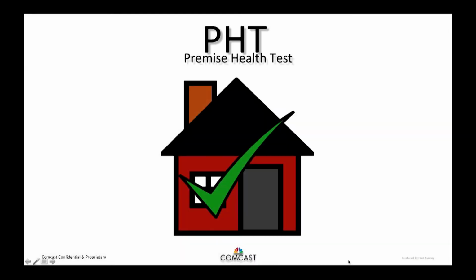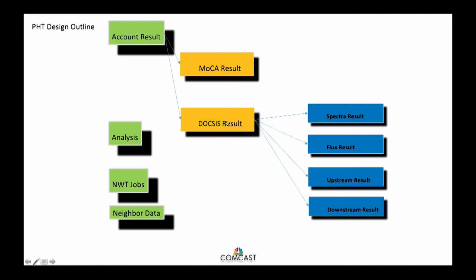Okay, welcome to the Premise Health test refresher. Let's take a look at how this is designed and the basic outline of the entire test. It starts out with an account result. From the account result, it opens up into two basic tests. You have your MoCA result, which has all your MoCA devices and the communications between them, and your DOCSIS result.